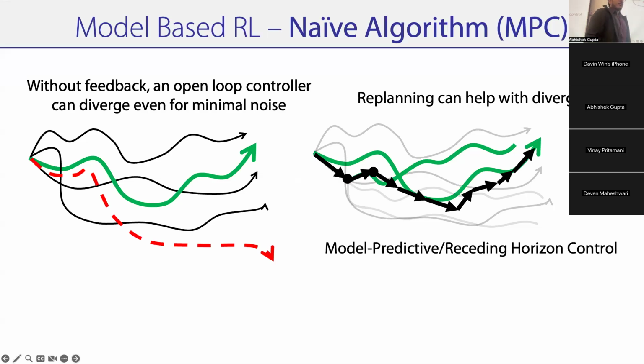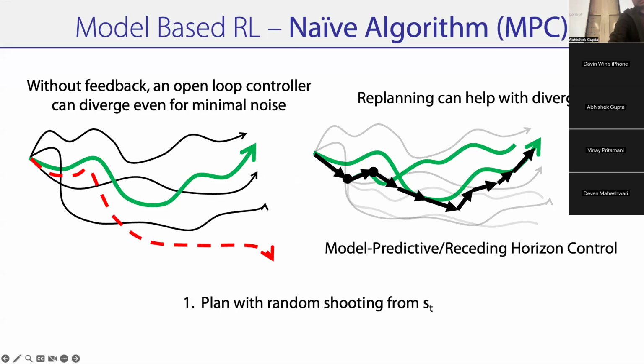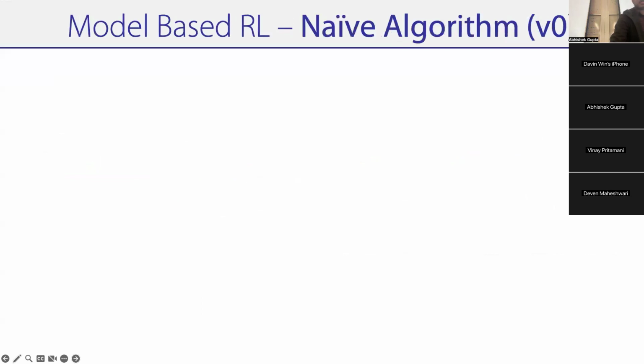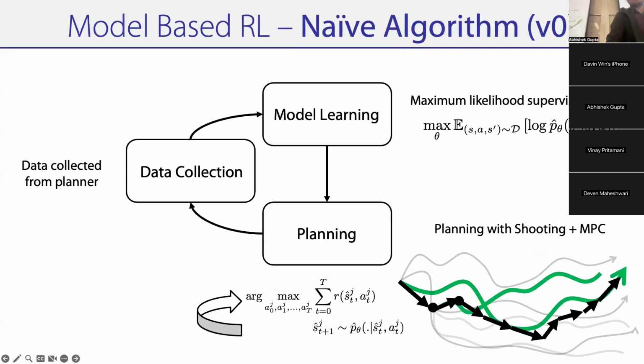Often this matters a lot with learned models because learned models are more wrong. Learned models are only good in a certain region, so you really need to replan because sometimes you'll make mistakes. So when you have a learned model, you plan with random shooting, choose the best sequence, execute the first action, and then you repeat. The overall algorithm looks something like this.